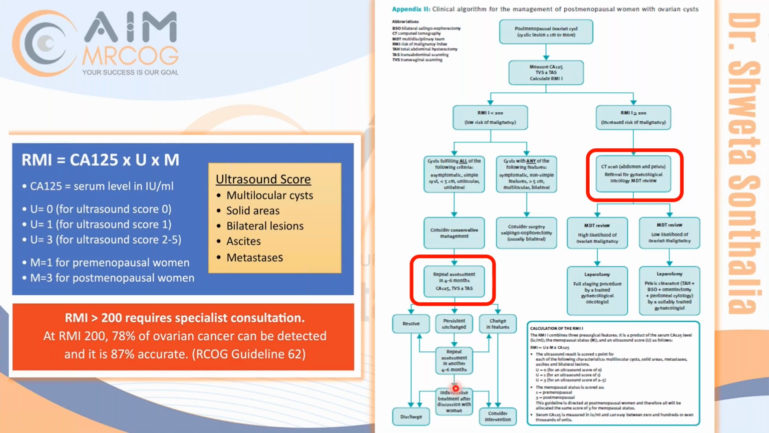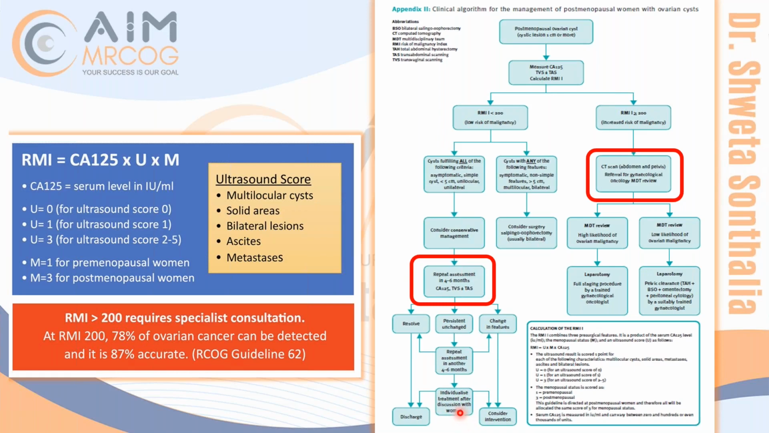You have done that, and then sometimes in the exam they ask you that you have done two assessments 6 months apart, and it's unchanged or it's the same. There are no features, nothing new developed. So what to do? Now here in the algorithm they have written individualized treatment after discussing with the woman. So it's not your choice.